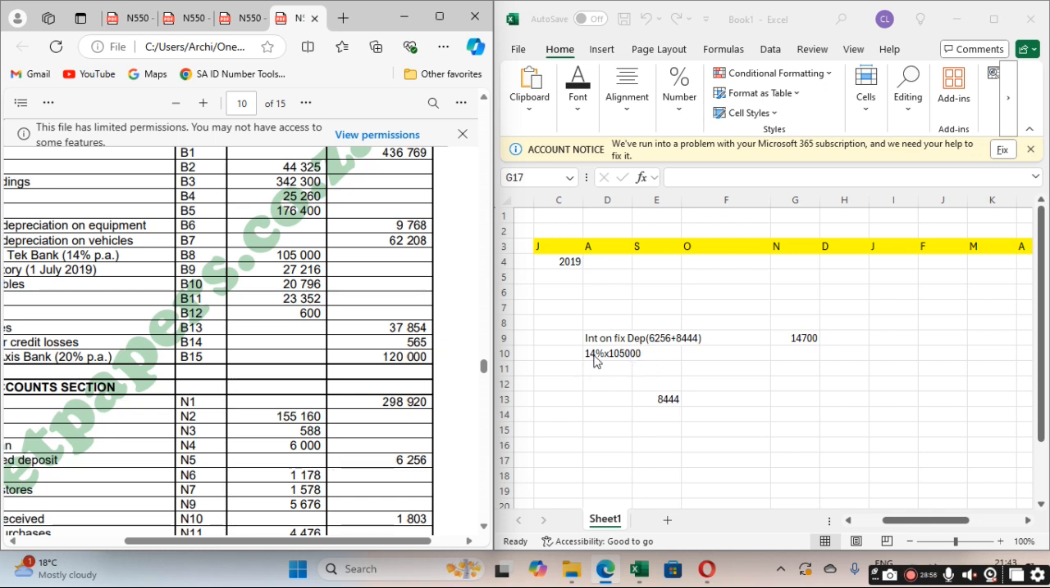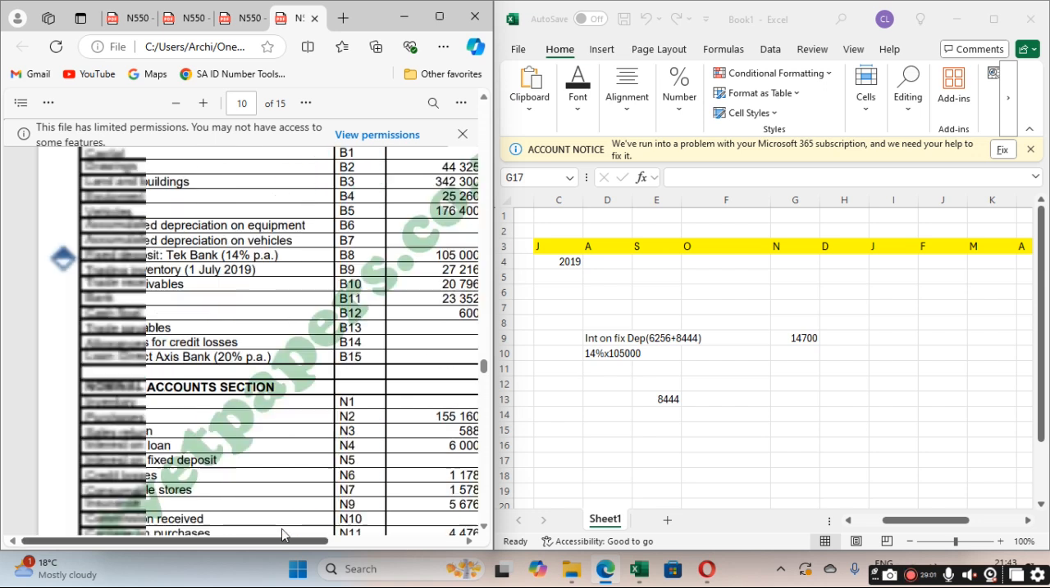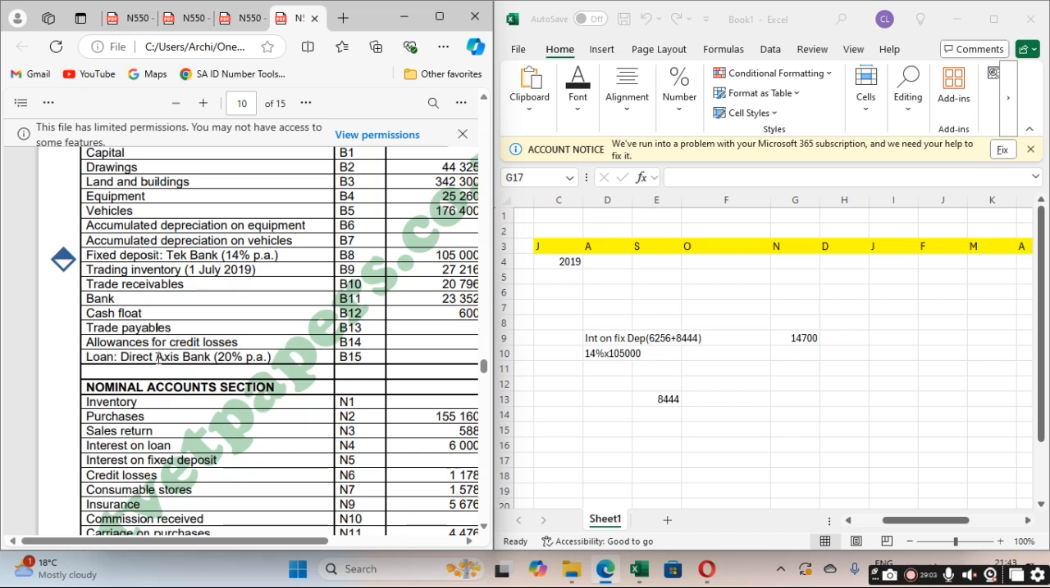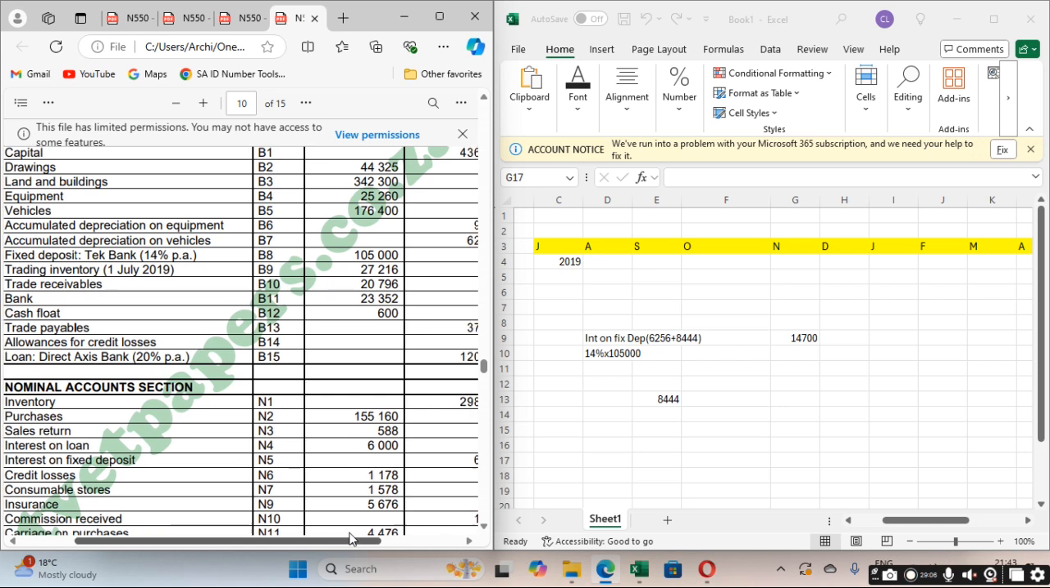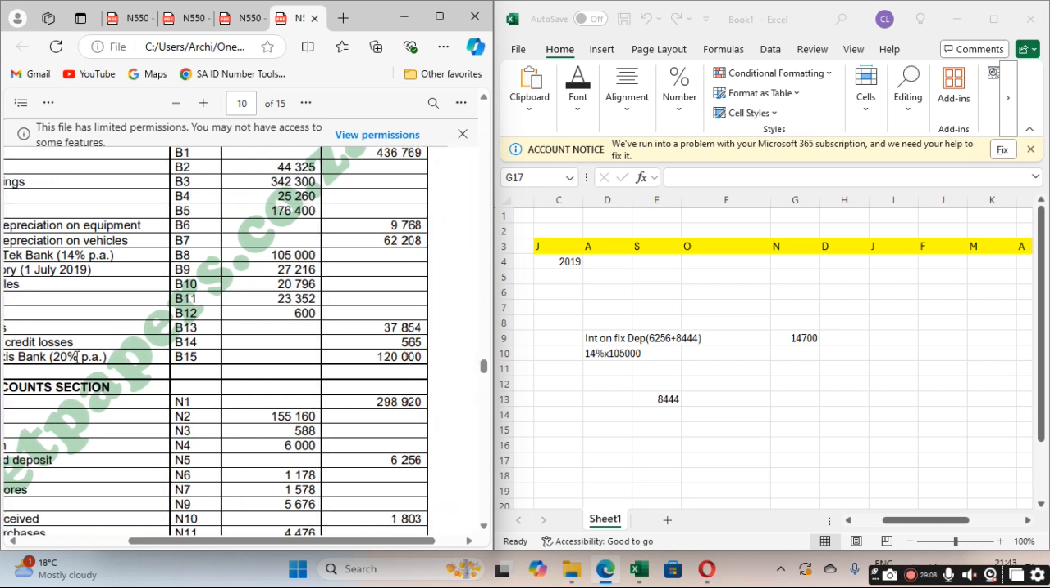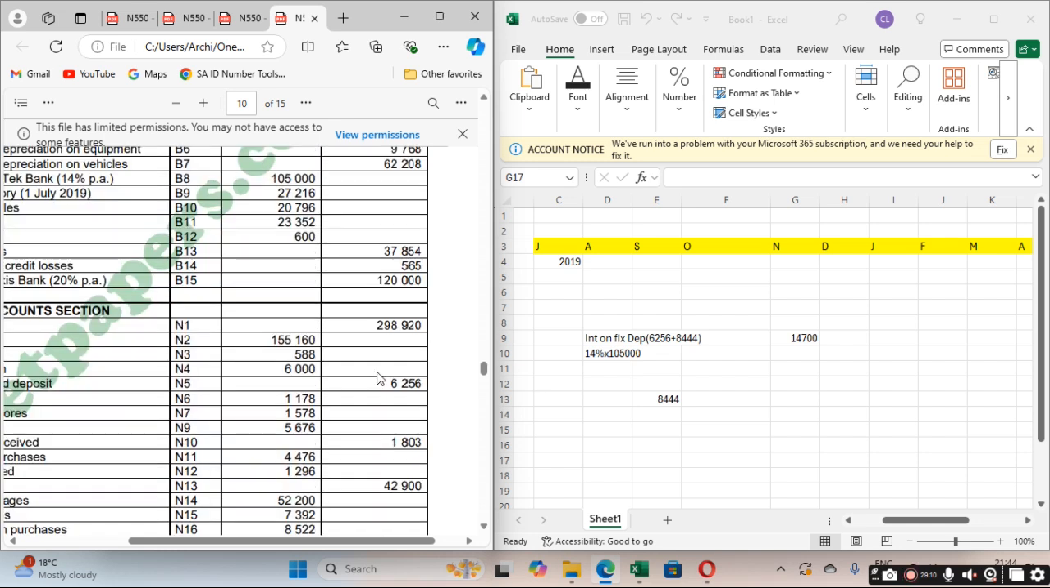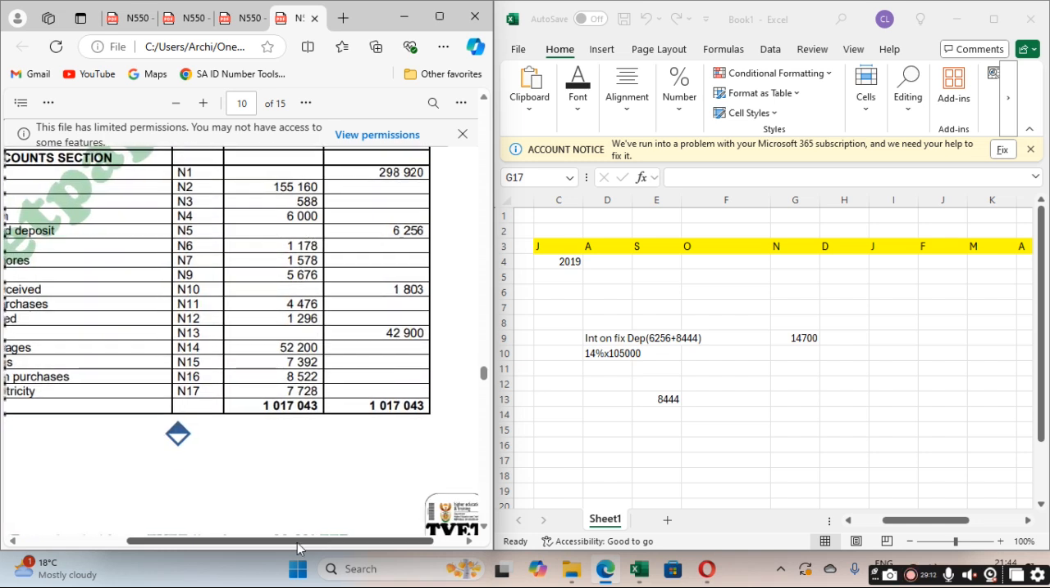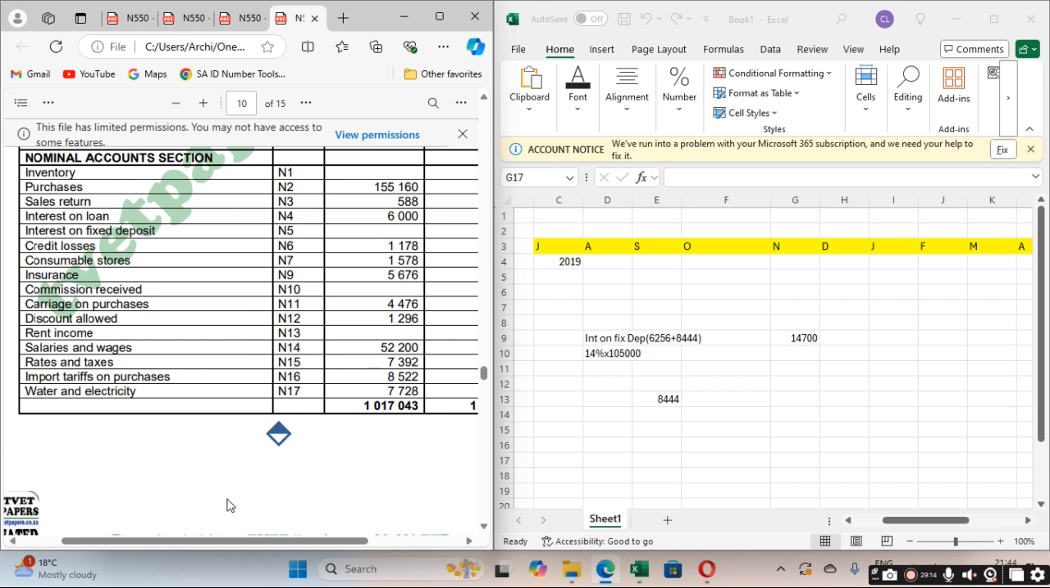Because we're going to say 20% of what? Of 120. 20%. Where do I get the 20%? They said we took a loan from Axis Bank, 20% per annum. So we're going to say 120 times 20%. Whatever the answer we get, that's going to be our total. And then we're going to write that under our financial costs. And then how much have we already paid? So interest on loan, we've already paid what? 6,000. What is the remaining amount?